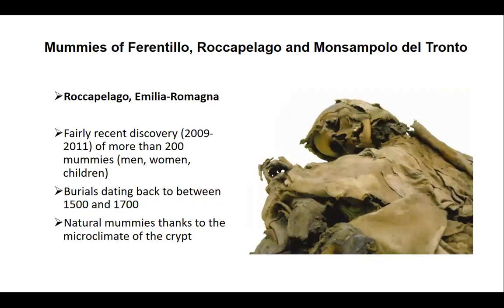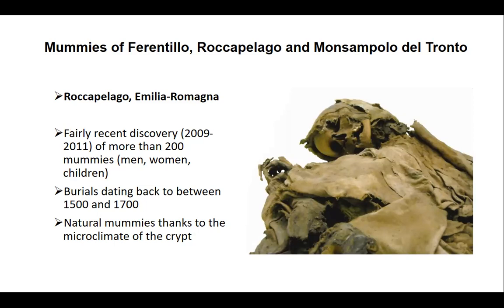Then we have Roccapelago in the Emilia-Romagna region. That is a small community in the Apennines, near Modena. The discovery of these mummies is quite recent, 2009-2011, when two excavations due to a restoration of the church brought to light seven tombs with multiple burials, with more than 200 bodies, including adults, children, men, women, and elderly. The burials probably date back to between the 16th and 18th century.